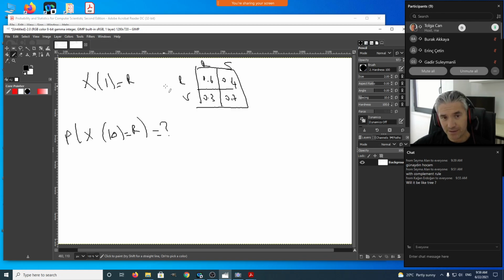But what we're going to see next could also be done iteratively. You see this transition probability matrix? If you take successive powers of this matrix, for example the hth power, it will give you the h-step transition probability.